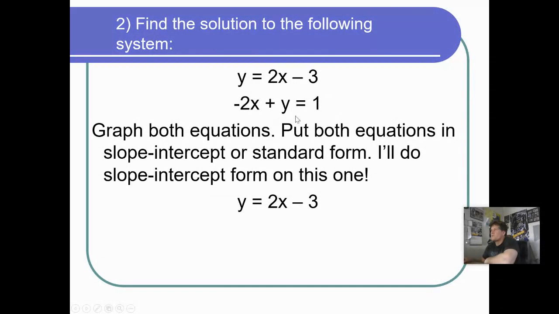Bottom one, though, we've got to convert. We need that y all alone. So to get y alone, add the 2x to both sides. Gets rid of it here and makes it positive on the other side. So now I've got my 2 equations, both in slope-intercept form. Let's graph away.